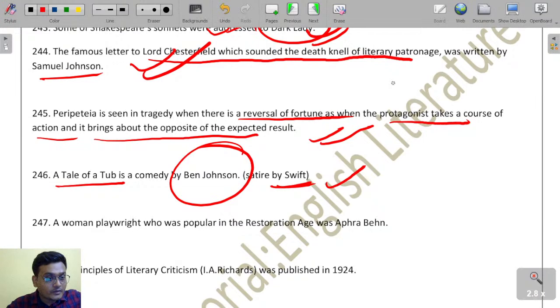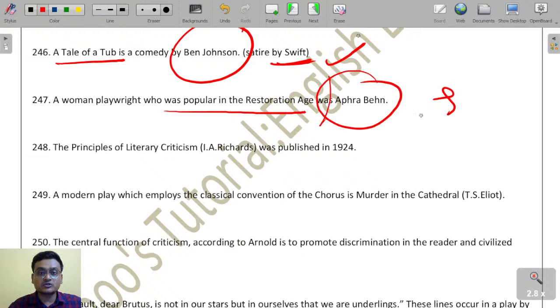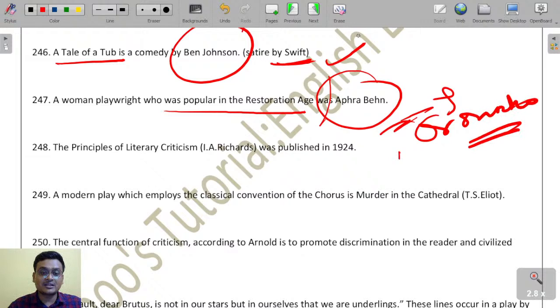A woman playwright who was popular in the Restoration age was Aphra Behn. Oroonoko has the subtitle The Royal Slave. Aphra Behn was the first female writer to earn her livelihood by writing, and she wrote the famous novel Oroonoko, having the subtitle The Royal Slave.